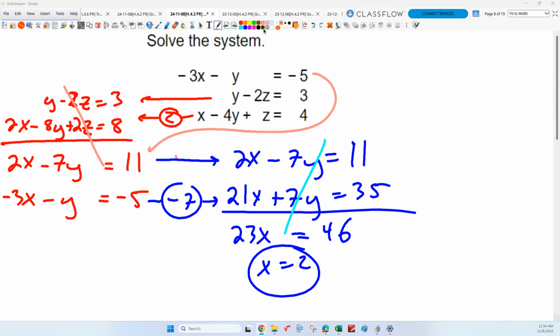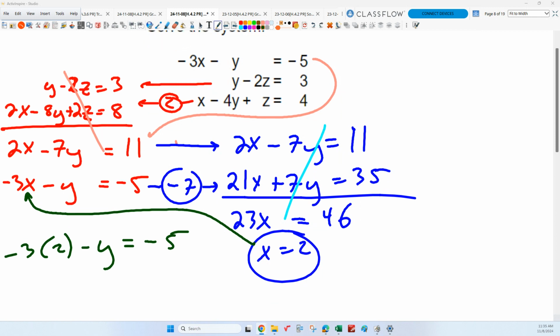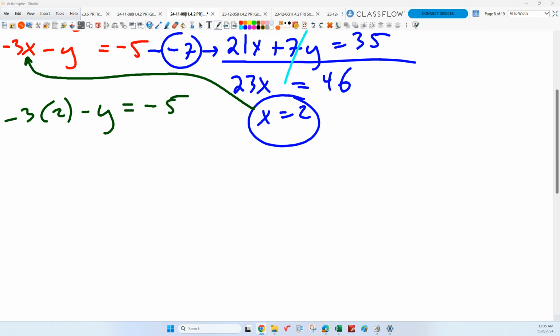So I'll take that value and plug it into, how about, doesn't matter, the bottom one I guess. I'll just plug it in right there. And I get negative 3 times 2 minus y equals negative 5. So what is that? Negative y equals 1. So y equals negative 1.